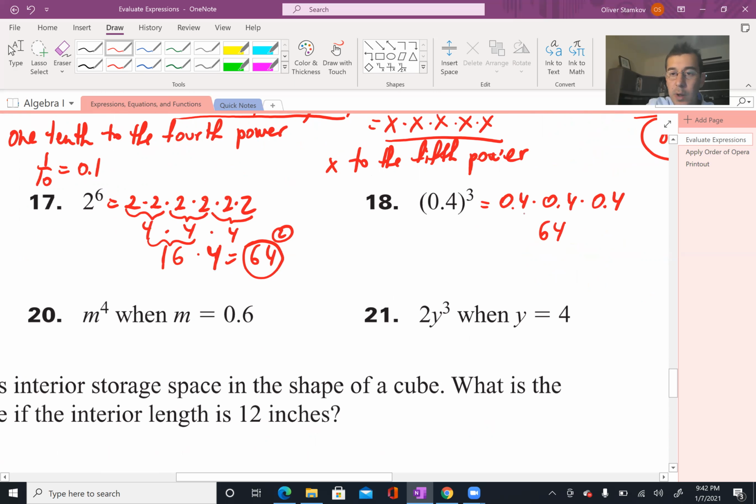And then 1, 2, 3, 1, 2, 3. So it's 0.064. Okay, something that you can do quickly. So that's the solution for number 18.